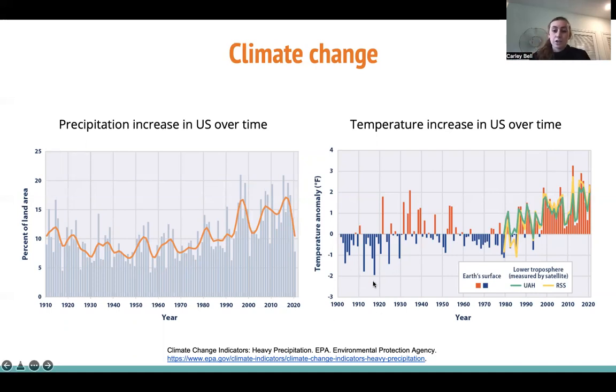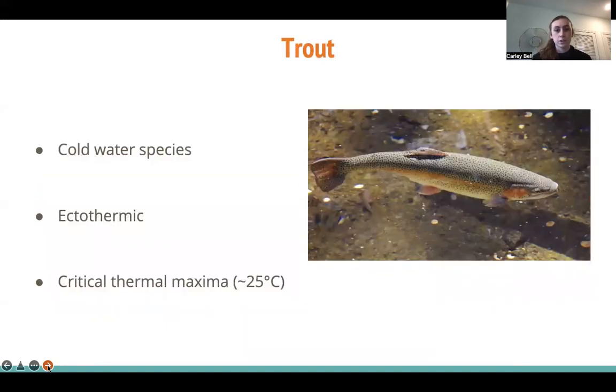Whereas in the 1900s, it almost reached -2 degrees Celsius. And these graphs were found from the Environmental Protection Agency based on weather data from the United States. So these graphs are accurate, and it shows that the general theme of climate change in the United States is that precipitation and temperature has increased over time due to climate change. Now we're going to get into trout.